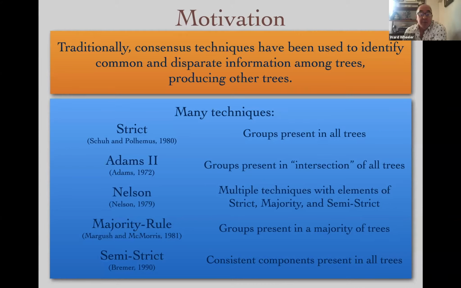Then Margush and McMorris, the majority rule consensus, which puts groups present in a majority of trees, which is used a great deal in summarizing input tree results, different sorts of methods. And then the semi-strict put forward by Bremer, which is based on some of the concepts of Nelson, which had consistent components present in all trees. So the idea of an unresolved component and a resolved component don't disagree, and the resolved component is presented.